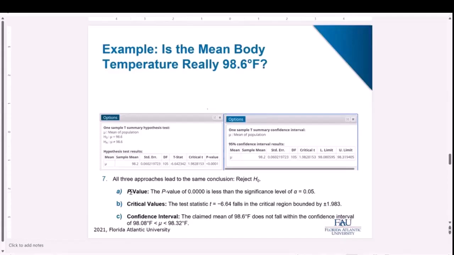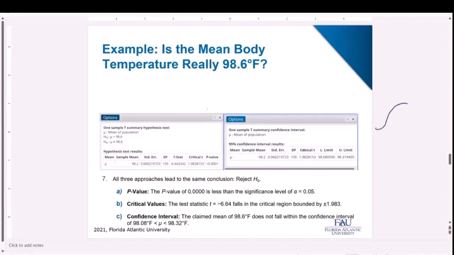We're going to reject for the p-value because our p-value is less than the significance level. If we look at critical values, our test statistic is right here, and it's negative 6.64, which falls into the critical region bounded by plus or minus 1.983. It's outside of our critical value.